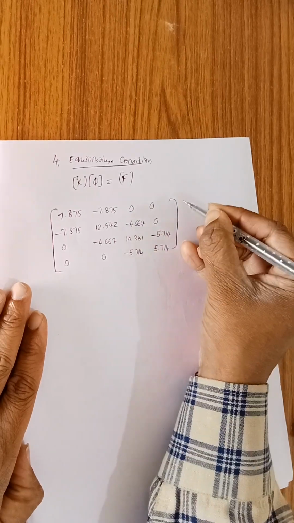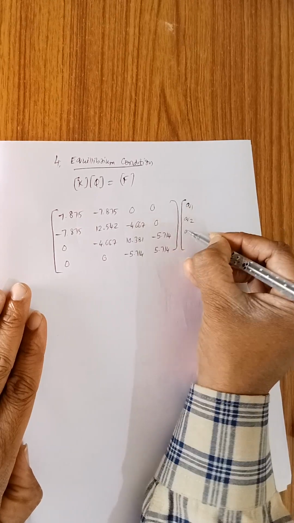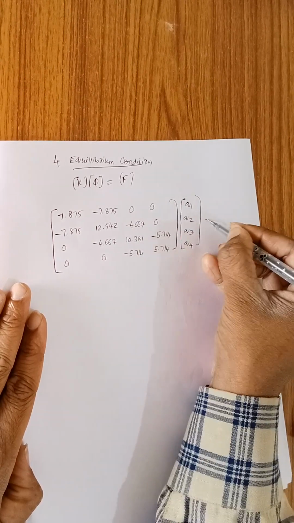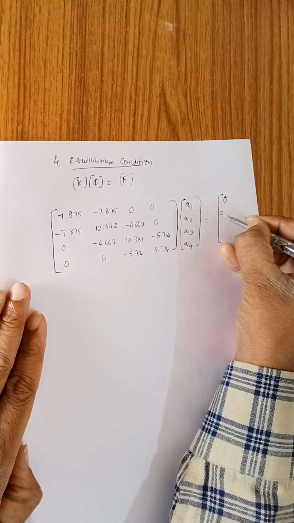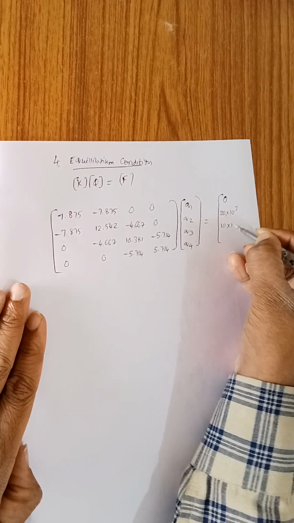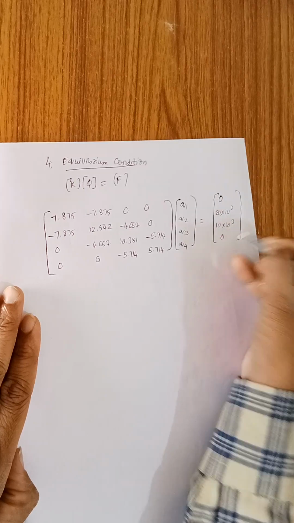So this is something you have got for all. And next Q1, Q2, Q3 and Q4. Let me mention all those. And next F. F at node number 1 will be 0 because it is fixed. F at node number 2 is given as 20 kilonewton, at node number 3 it is 10 kilonewton, and at node number 4 it is fixed again. So therefore you will get it like this.